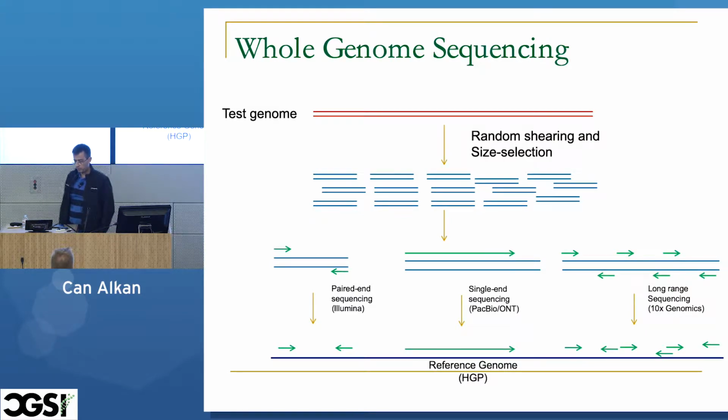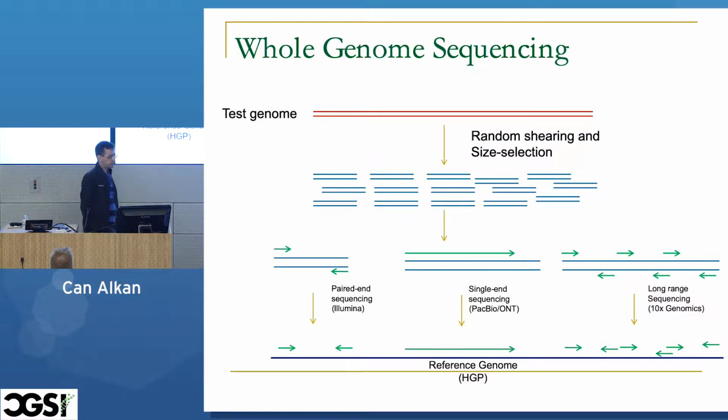I'm guessing all of you know how the sequencing works. So basically, I'm going to deal with sequencing in 3 different technologies. So we have the test genome, we randomly shear it, and then we do some size selection depending on the technology that we use.